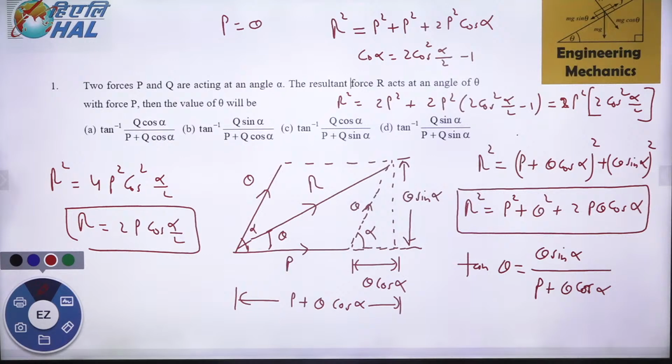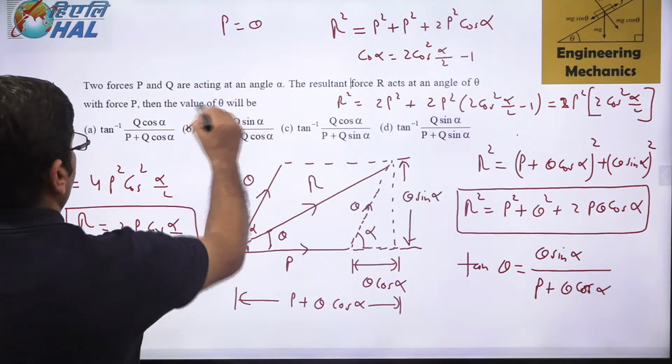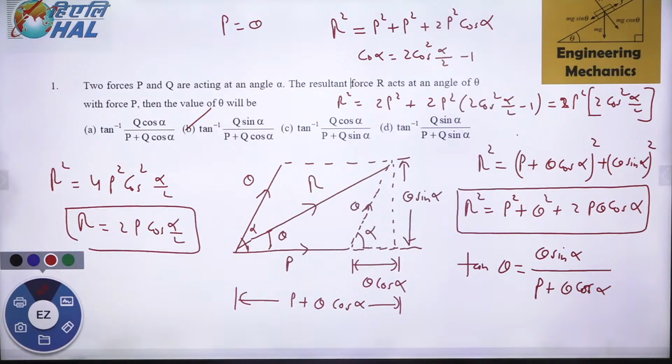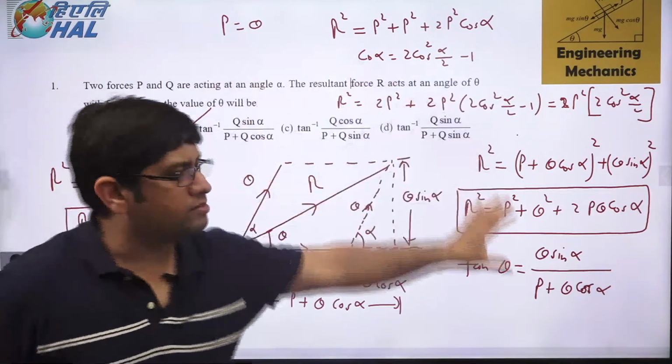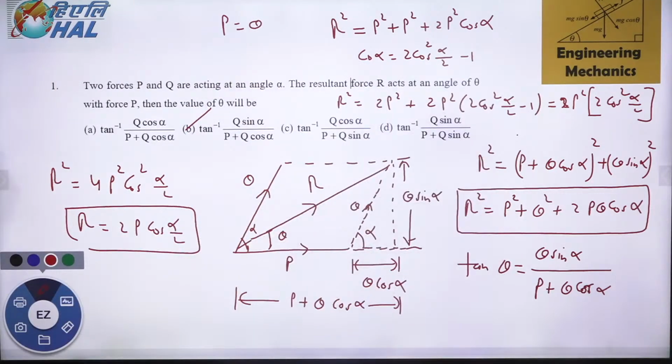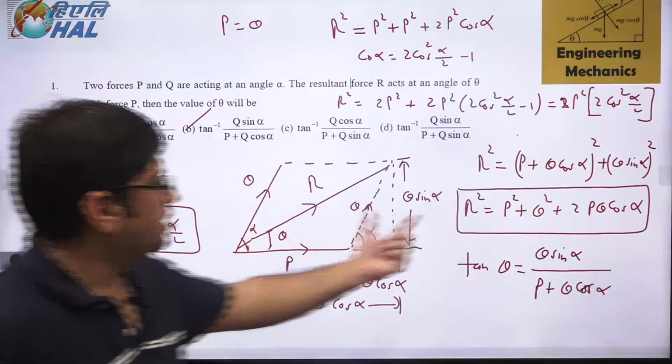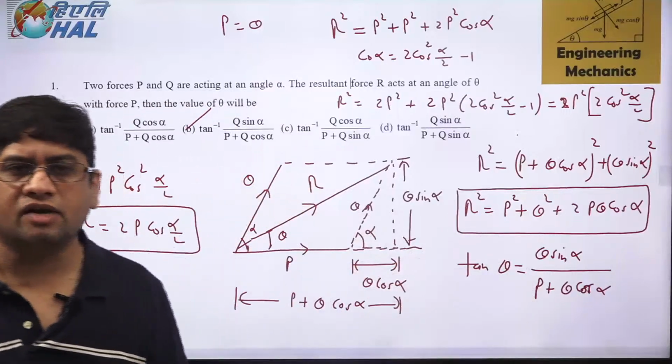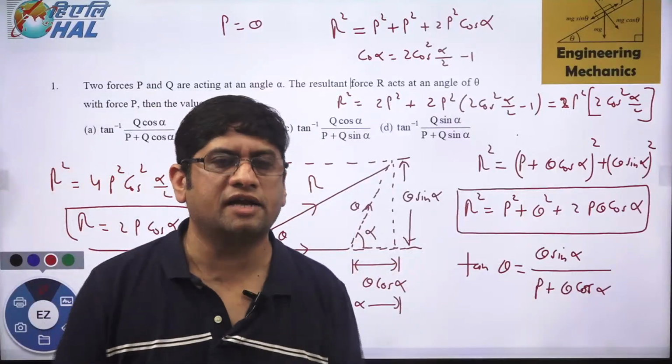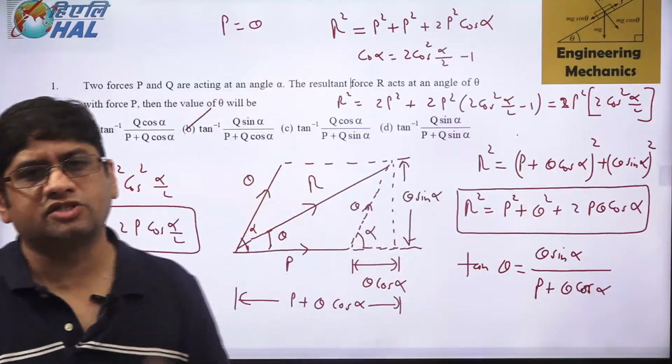And you have to find out the theta. So theta is equal to tangent inverse of q sine alpha over p plus q cos alpha. So this is the answer for this particular question. Now on the basis of this small concept, many times he asks you in the exam what can be the maximum value of this resultant and what can be the minimum value of this resultant. Now think, if alpha is 0 degree.